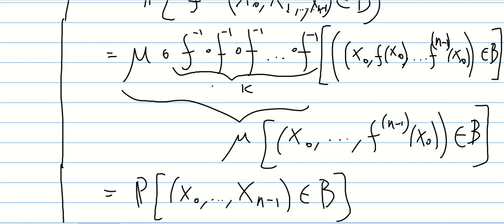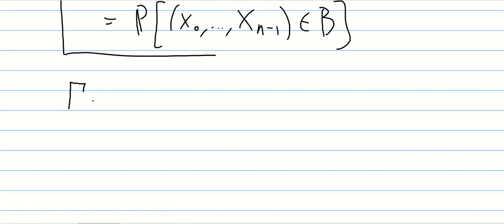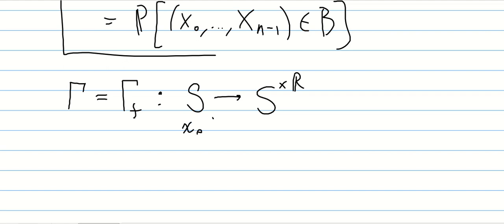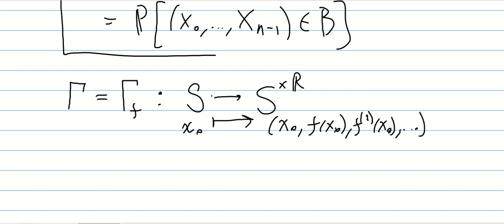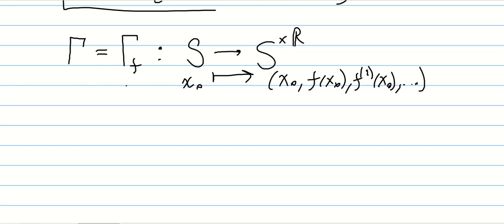So imagine that we define some gamma that is implicit in the calculations that we did above. Gamma, which you can think of as gamma f, because it has a dependence on f, is just a function that takes the initial point and returns all the points. So it takes a small x0 and returns x0, f of x0, f2 of x0, and so on and so forth.